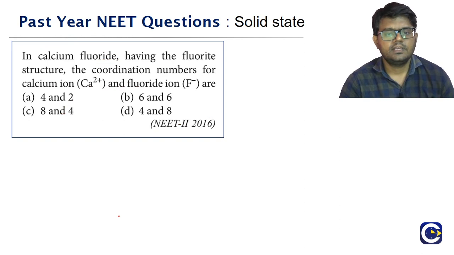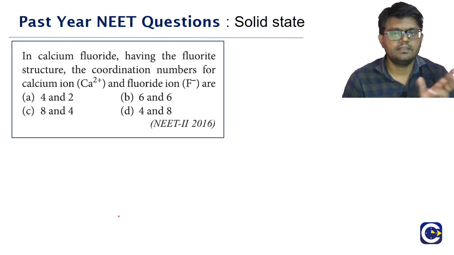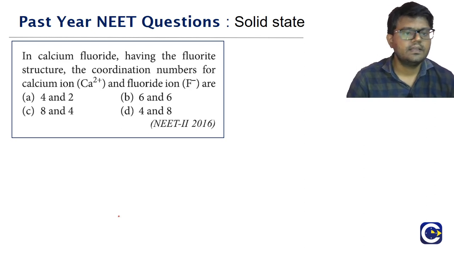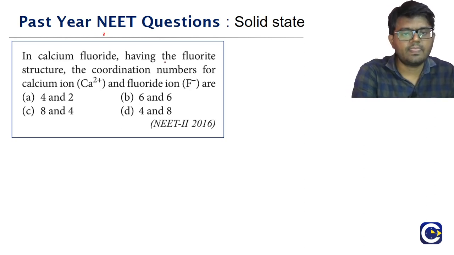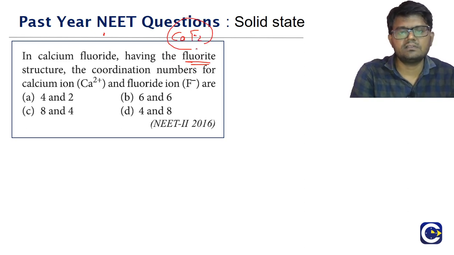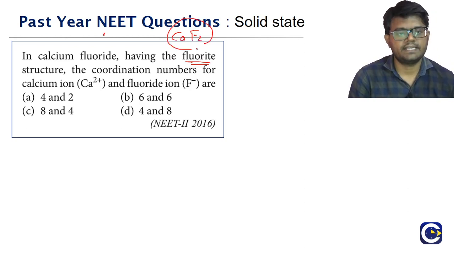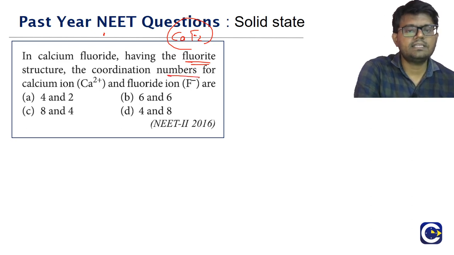Look at this. This is the question that came in the NEET paper 2 of 2016. We had the NEET conducted twice in that year. In calcium fluoride having a fluorite structure, any substance having the CaF2 structure is called a fluorite structure. The coordination numbers of calcium 2 plus ion and F minus ion?